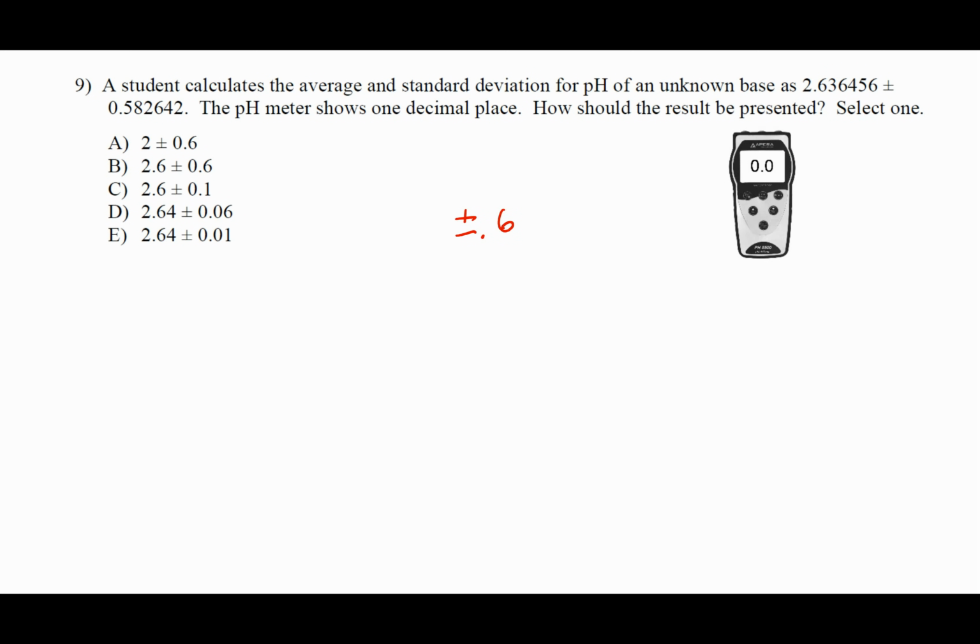Rule 2, the answer must match the error. So 2.6. Rule 3, are we doing better than the instrument? The instrument reads to 1 decimal place, so the instrument is 0.1. What's bigger, 0.6 or 0.1? 0.6 is bigger, so the answer is B.